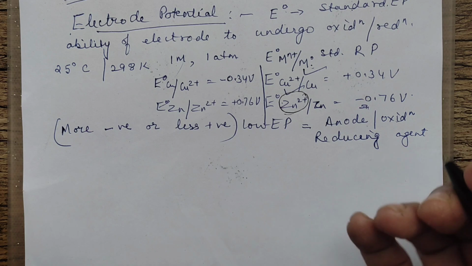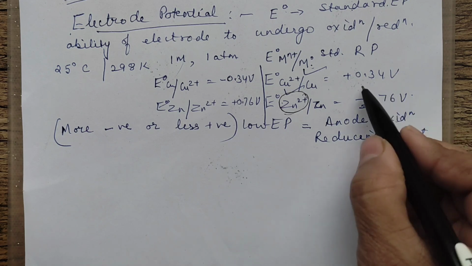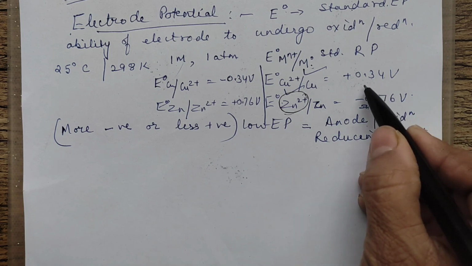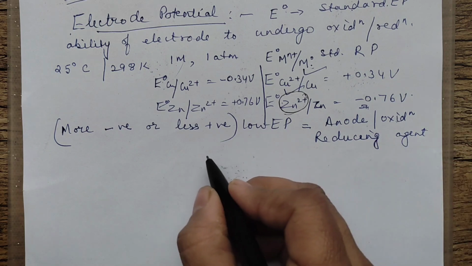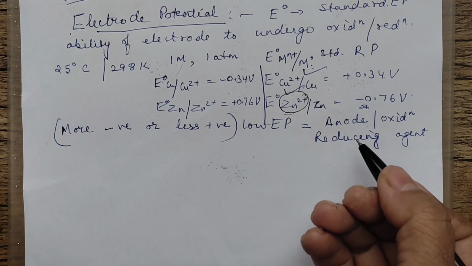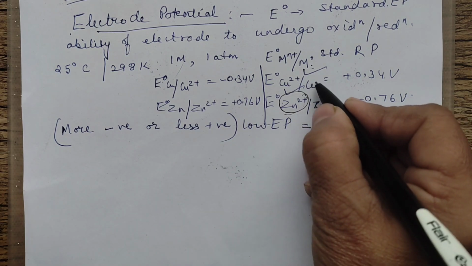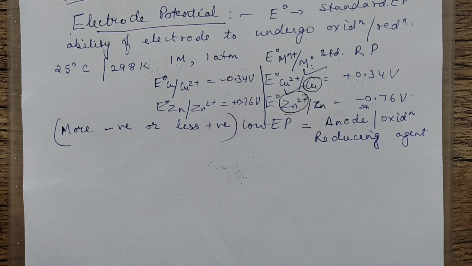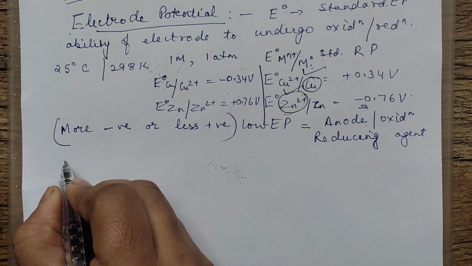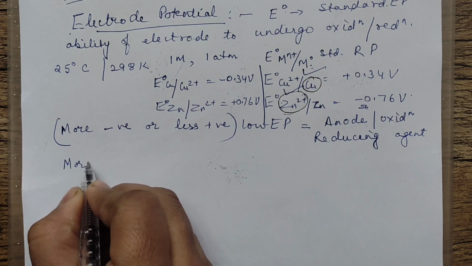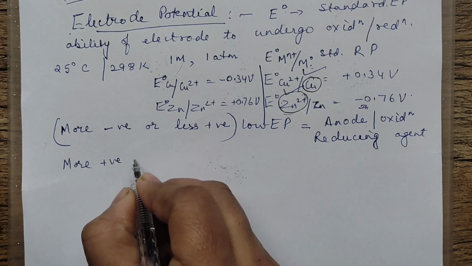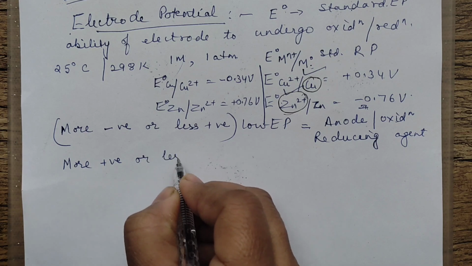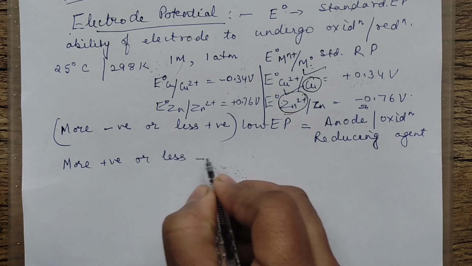Factors are there and also the basis of the configuration. This is having more positive value. Out of the two, this is more positive. Positive means it will act as cathode. It will undergo reduction. That means for this, Cu will be more stable than Cu2+. So in a way, I can also write it like that: more positive, or you can say less negative.